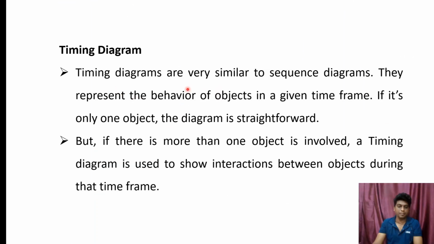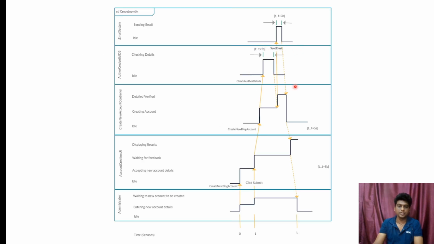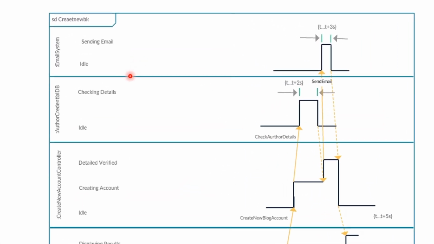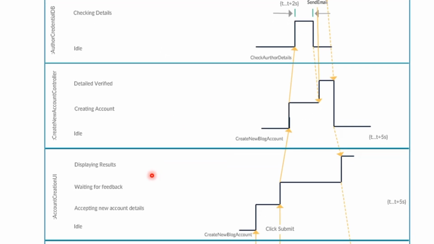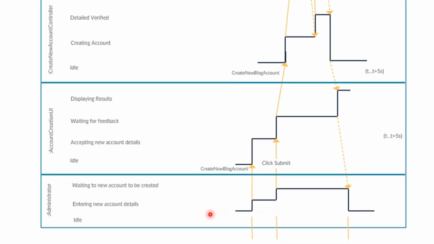This is a timing diagram. In this timing diagram, it depicts the behavior of objects over a time frame. It shows time and duration constraints. An example of timing: sending an email, then checking the details. If it is okay, it's deploying. So it's waiting for the account to be created. It's represented in a time cycle.